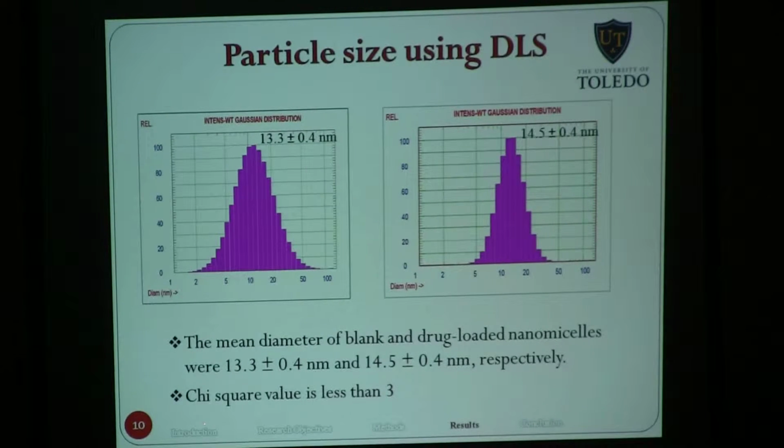On the left hand side, we have blank nanomicellar formulation, which has a particle size of around 13.3 nanometers, and the drug-loaded nanomicellar formulation is around 14.5 nanometers, and the chi-square values for these two is less than 3, which indicates that these are monodisperse formulations. That means they have uniform particle size.